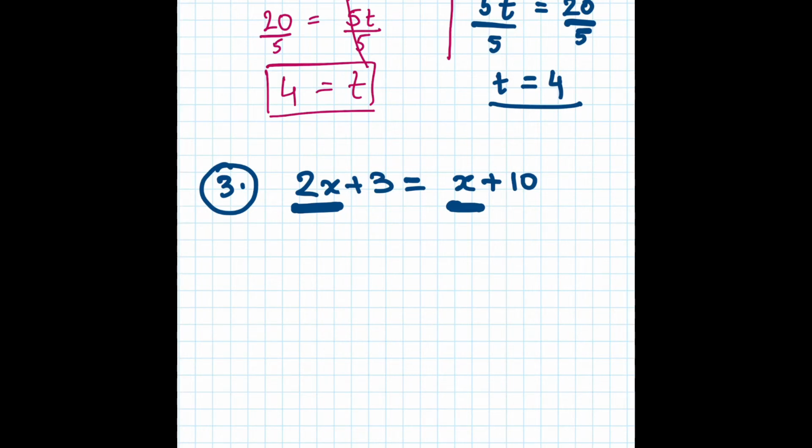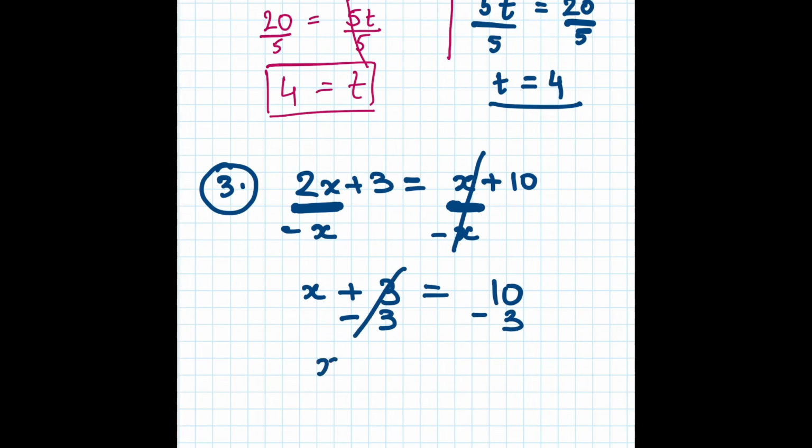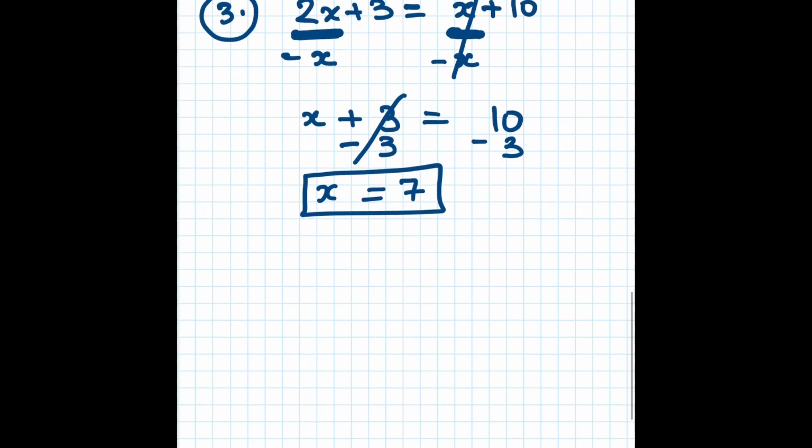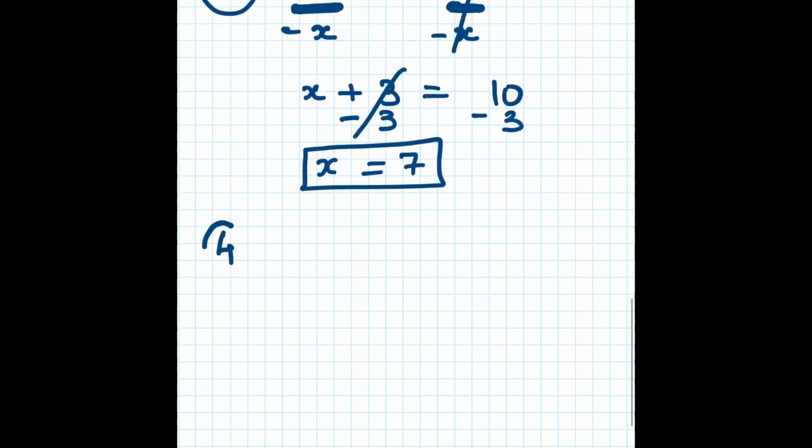Okay, so what we will do here is subtract x on both sides, and that will give us x plus 3 is equal to 10, because x minus x becomes 0, and 2x minus x is x. So x plus 3 is equal to 10. And now we take away 3 on both sides. So we are left with x is equal to 7. Okay.